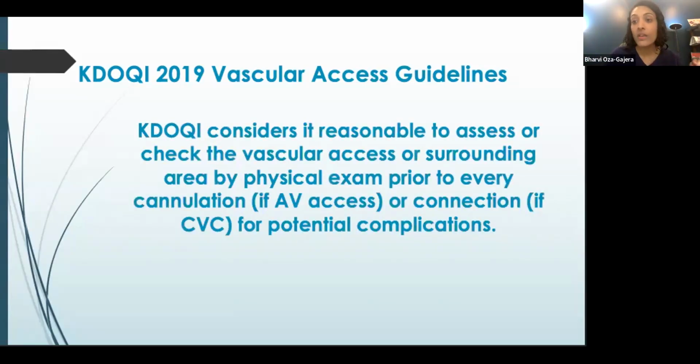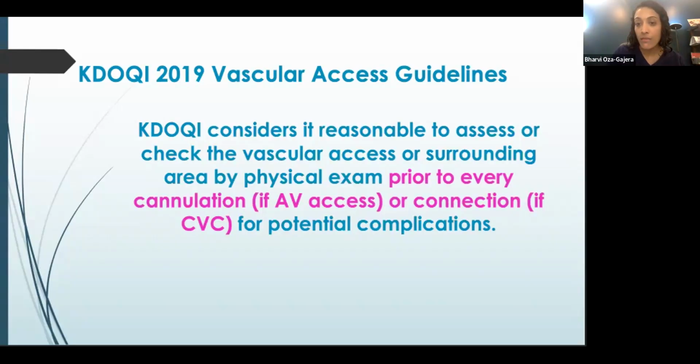So for monitoring, the guideline is 11.1, and that guideline is that the KDOQI considers it reasonable to assess or check the vascular access or surrounding area by physical exam prior to every cannulation if it's an AV access, or every connection if it's a catheter, for potential complications. And I want to emphasize here that this is every single treatment. So every time a patient comes in for a treatment, before they're cannulated, before they're connected, there needs to be an assessment done, a physical exam done of the access itself and the surrounding area.